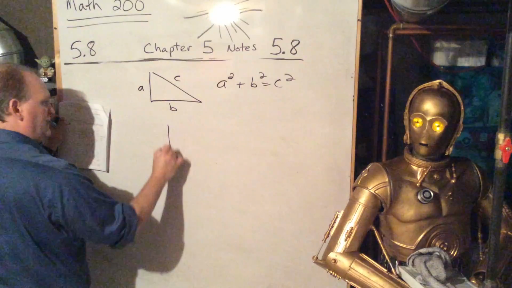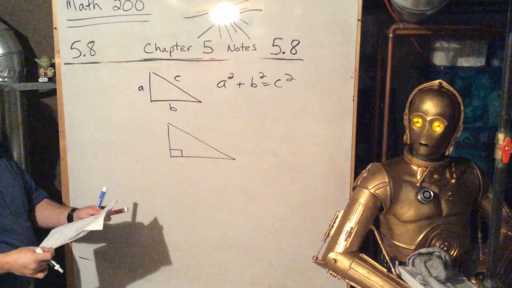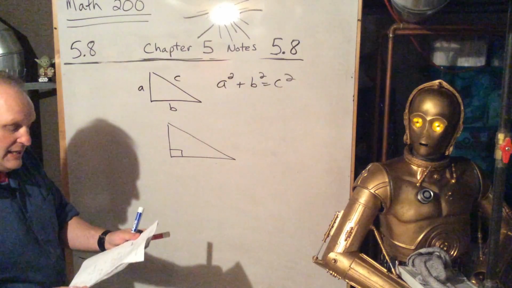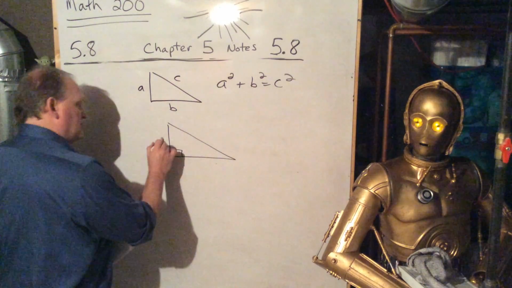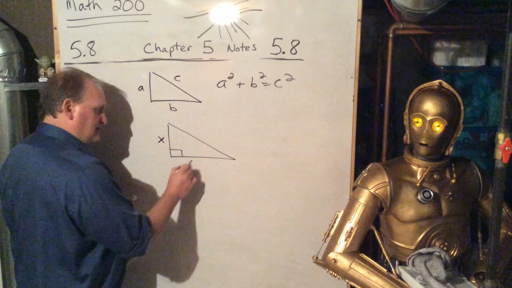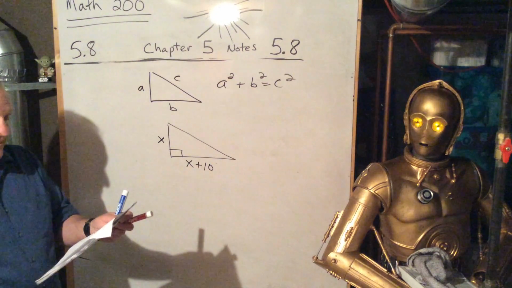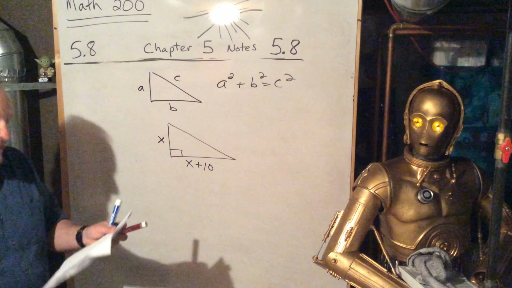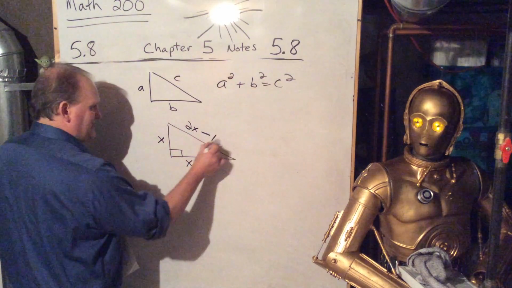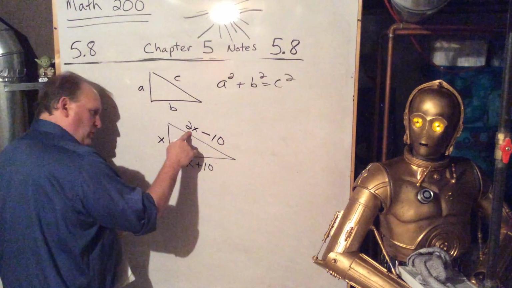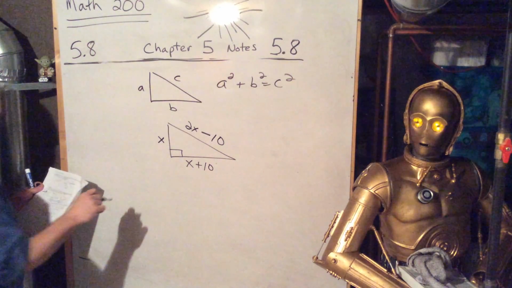But then on the next one, if you read it through, it says, find the length of the shorter leg of a right triangle if the longer leg is 10 miles more than the shorter leg. So if this is the shorter leg, x, this one is 10 miles more than that. And the hypotenuse is 10 miles less than twice the shorter leg. Twice the shorter leg minus 10. Whew. So this is going to be one heck of a problem.